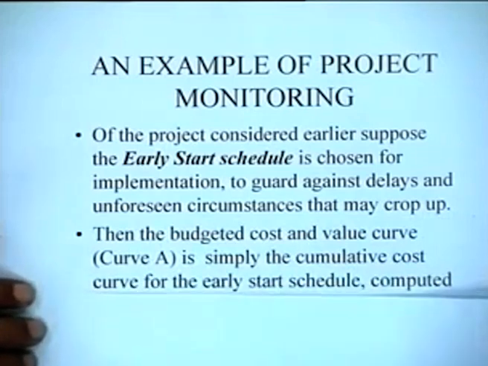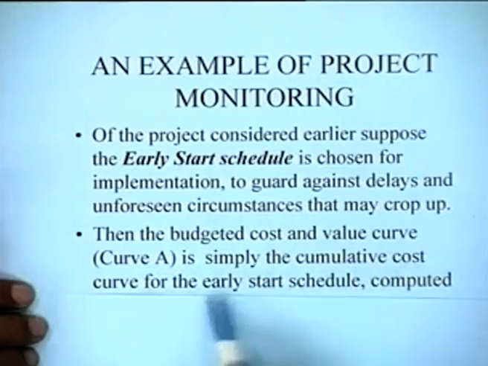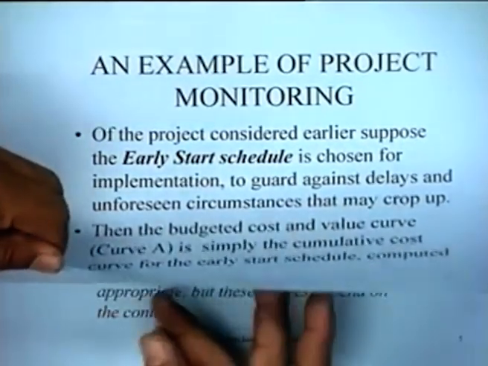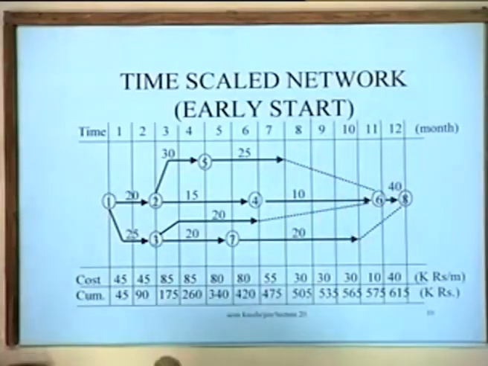Then the budgeted cost and value curve, which is curve A, is simply the cumulative cost curve for the early start schedule computed before, right? So if you look at that particular project, let's look at the early start schedule. This is the early start schedule, and we are going to now take this schedule as the plan. We are saying that we are implementing the project as per this plan.